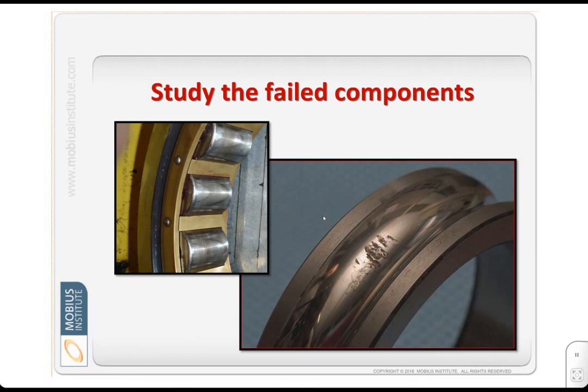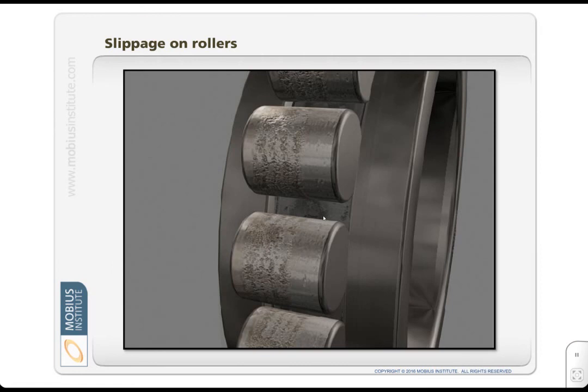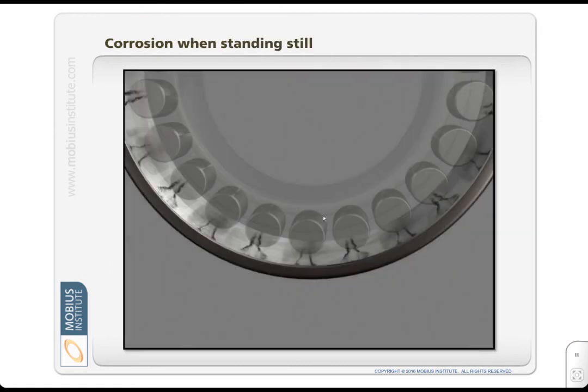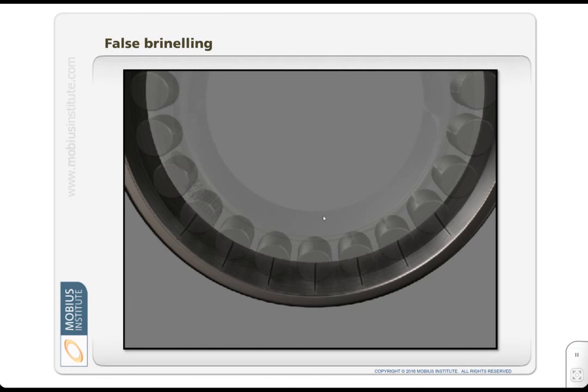For sure, you should always, particularly on the critical equipment, take the bearings out when you've diagnosed a fault and you do something about it. Take the bearing out, look at the surface. The surface pattern tells a story, and you can tell exactly why the failure occurred. We can see slippage on the rollers, corrosion on the raceways, corrosion when the water comes out of the oil. Sometimes it might seem like the oil's coming out of the water, but it pulls up around the rollers when the machine's standing still, and we get corrosion as a result. There's false Brinelling when the bearing's vibrating while the rolling elements aren't turning.